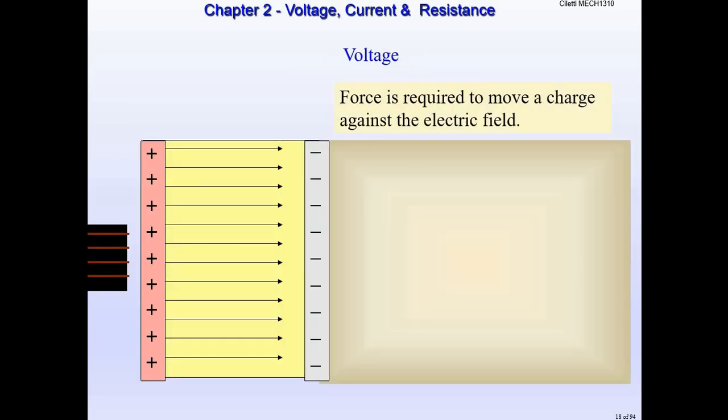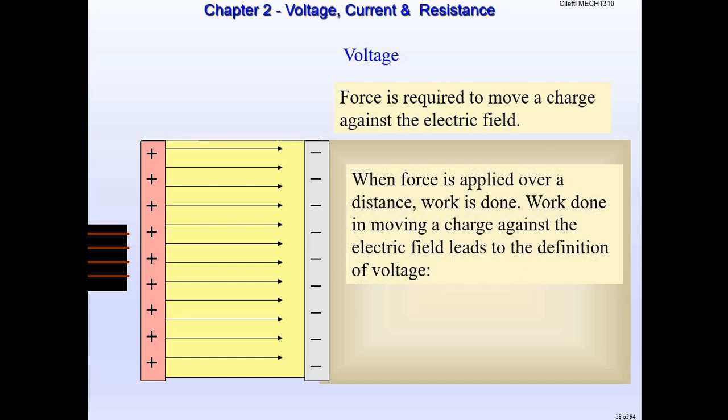Alright, so let's talk about voltage now. Voltage, that's the force required to move a charge, what we just calculated, against the electric field. So what's the whole point of this? We are moving charges so that we can make electron flow. Okay? Work equals force times distance. So when we apply force over a distance here, we get work done.